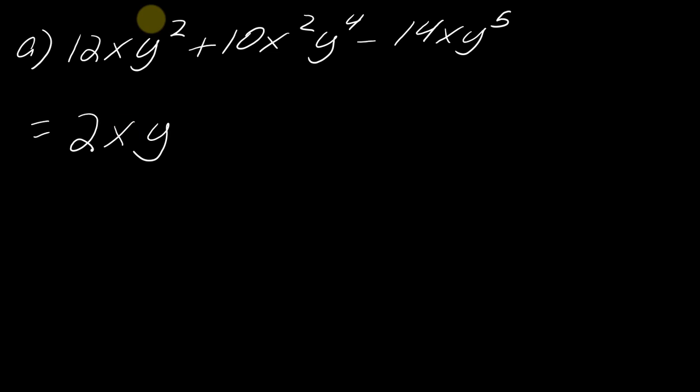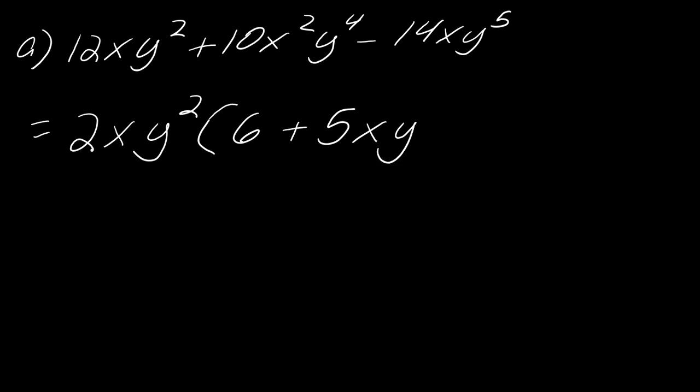Now what about for the y's? It would be y squared, y to the fourth, and y to the fifth. So this y squared is the lowest exponent. So that's what I'm going to write here. So that's how you do this. And then if I factor that out, this is going to leave me with just 6 plus 5x y squared minus 7y to the third.